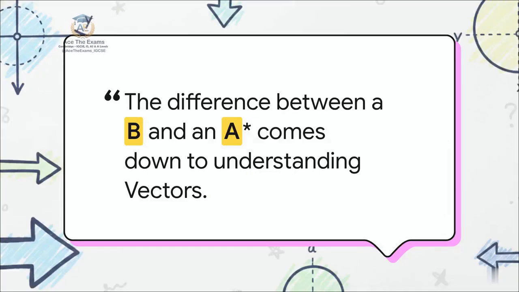Now, I really want you to listen to this direct quote from a senior Cambridge examiner. Read it carefully on the screen. The difference between a B and an A star in mathematics often comes down to how well you understand vectors. Equation of a line, r equals a plus lambda b. Let that sink in for a second. This single equation is literally the dividing line.